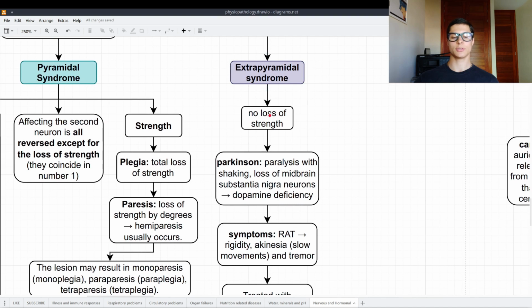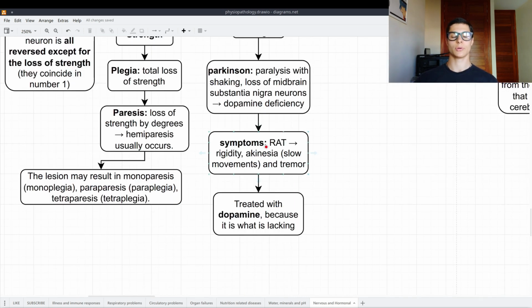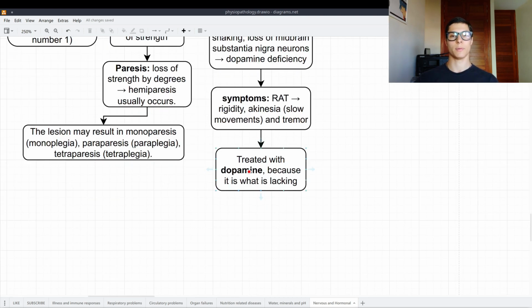In the extrapyramidal syndrome, there is no loss of strength, and this is, for example, Parkinson's disease, which is a paralysis with shaking, with loss of midbrain substantia nigra neurons, so a dopamine deficiency indeed. To remember the symptoms, we say RAT: rigidity, akinesia, which means slow movements, and tremor. It is treated with dopamine, because it is what is lacking.